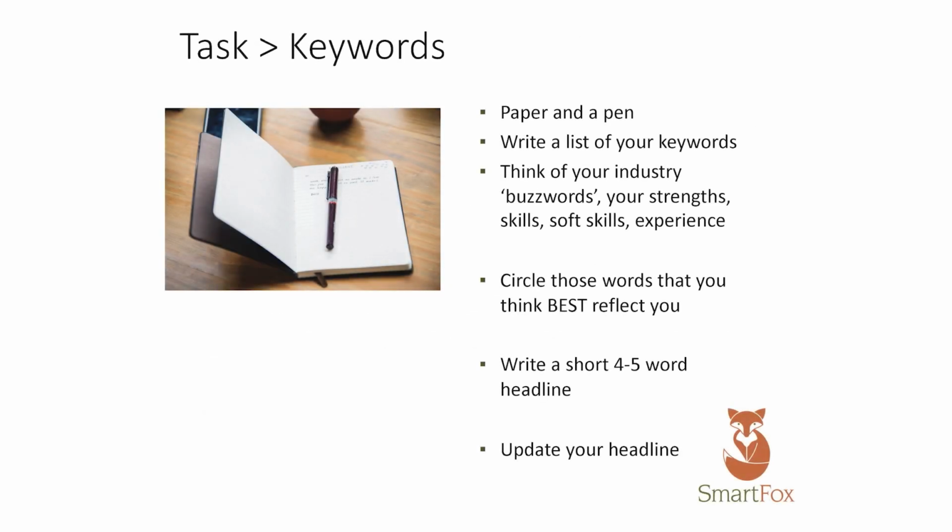So now I want you to do a task, and I want you to get a piece of paper and a pen. And next I want you to write down a list of your keywords, but I'm going to give you some help around this. So firstly, I want you to think of all your industry buzzwords, the cool words in your industry. I want you to think of all your strengths. What do you like doing in your job? I want you to think of all your skills that you've built up over the years, and soft skills. So are you really good at interpersonal communication? And lastly, think about practical elements of your experience that you've built up over the years.